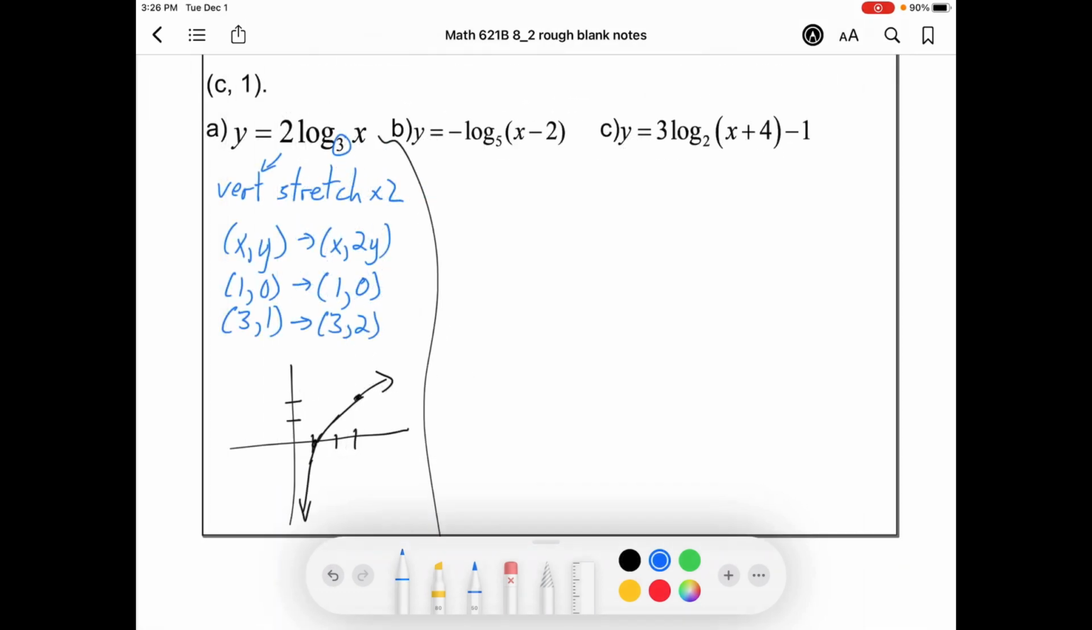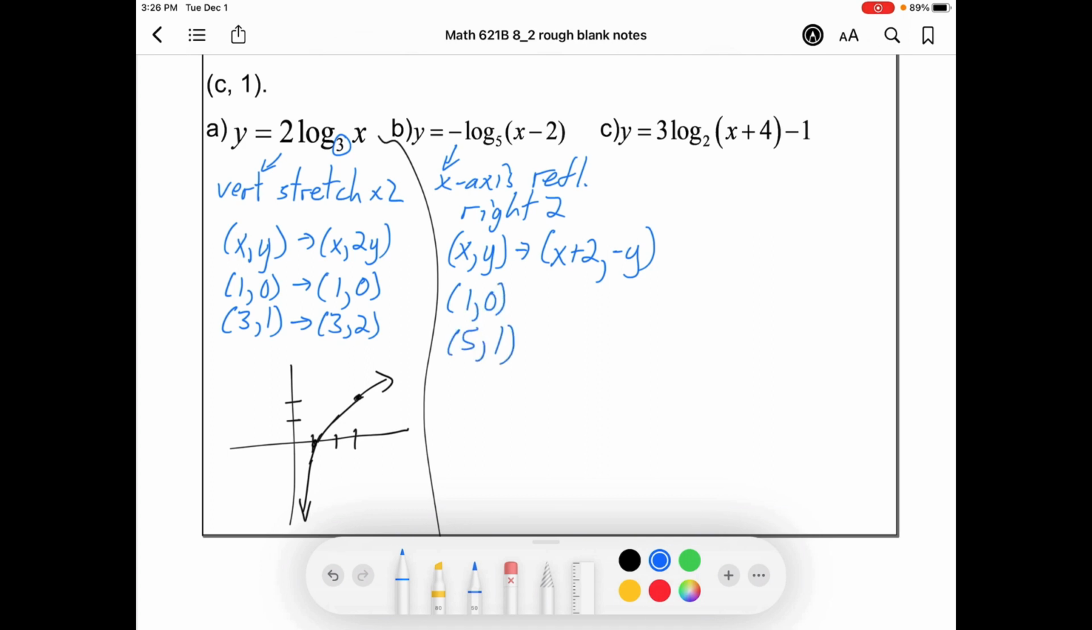Okay, let's check out another one. In this one, we've got an x-axis reflection, and we've also moved right 2. So I'm going to make a map out of that. Right 2 means we add 2 to x. X-axis reflection means our y turns negative. Now what's that going to do to some points? Well, we'll have the key points (1, 0) and (5, 1), because 5 is the base here. And let's see what happens. 1 plus 2 is 3, negative 0 is 0. 5 plus 2 is 7, and negative 1 is negative 1.